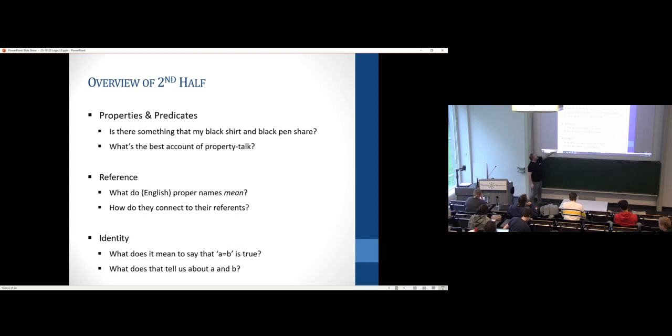And finally, our last topic is going to come back to something I promised that we'd come to, understanding the identity relation. What does it mean to say that A equals B is true, or A is identical to B? What does this tell us? What's the relationship between identity and indiscernibility, that is, sharing all and only the same properties? And finally, is identity something that an object and the things that make it up have to stand in, or are there reasons to think there's some other relationship here? So that's going to be the plan.